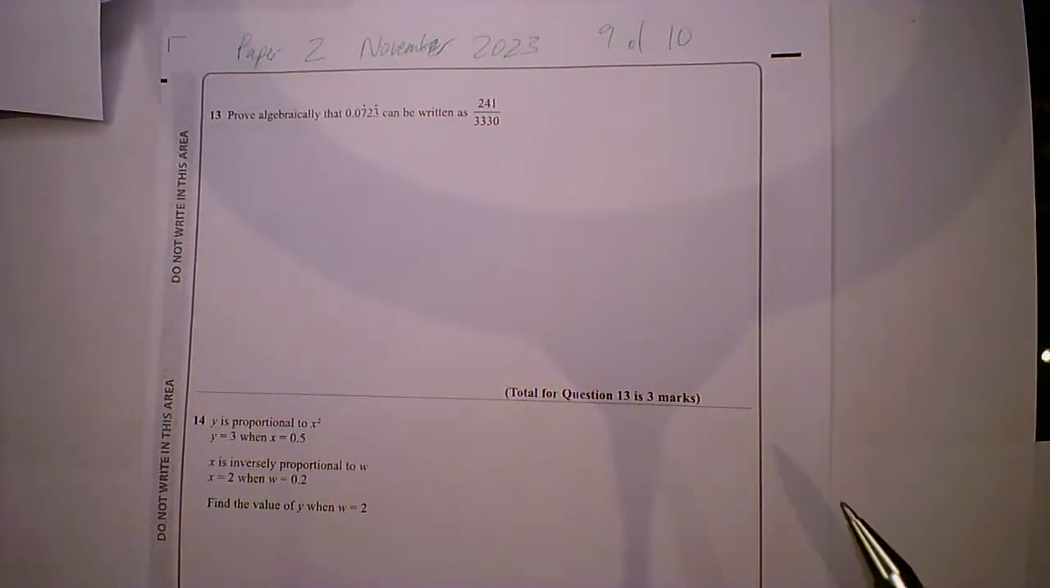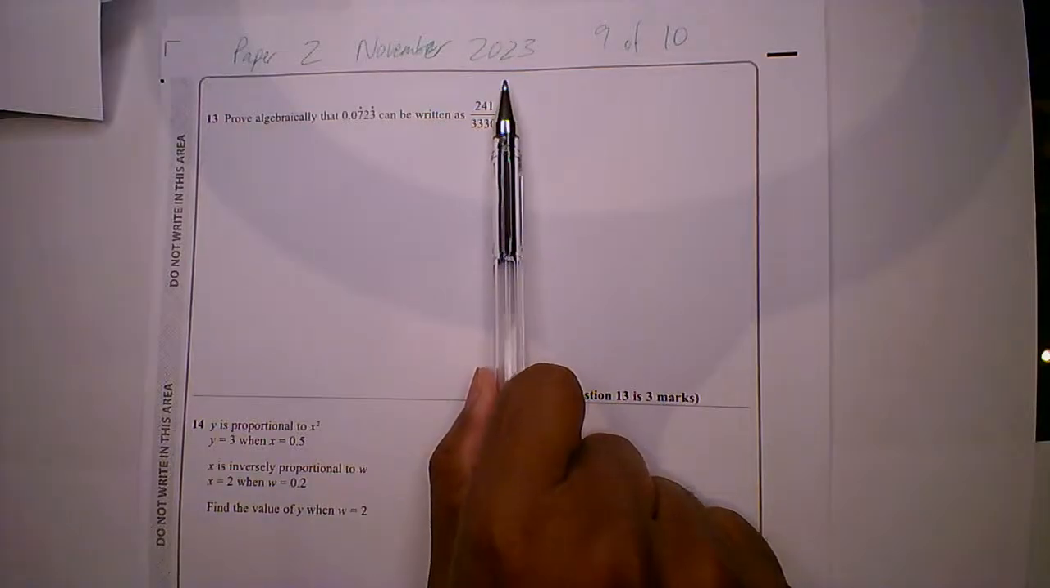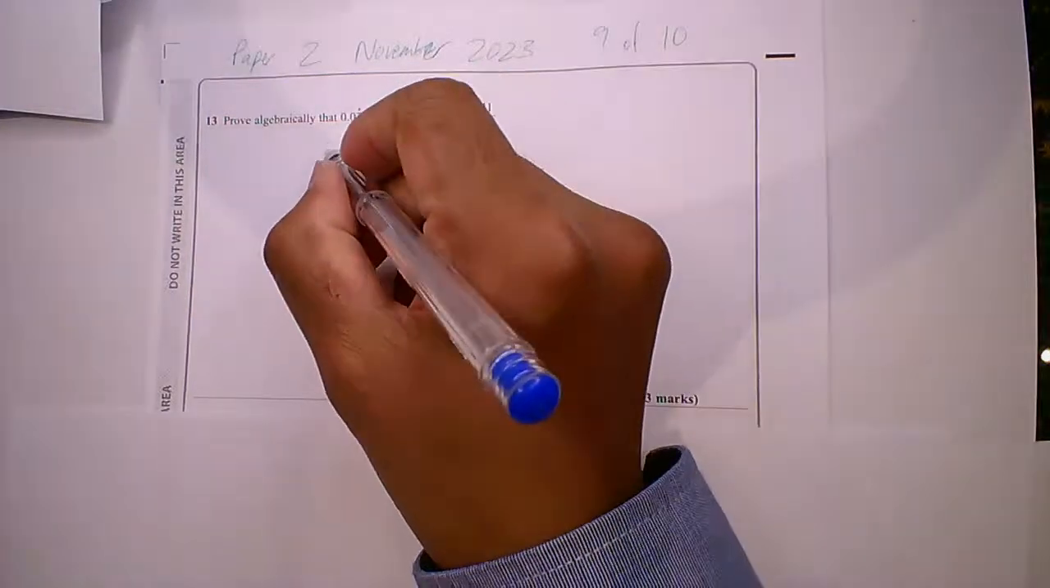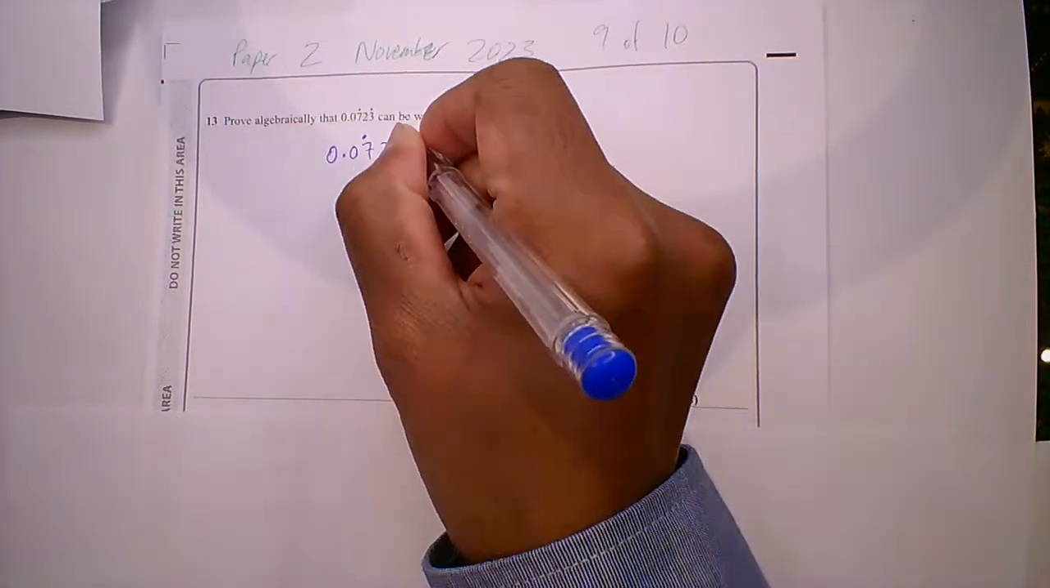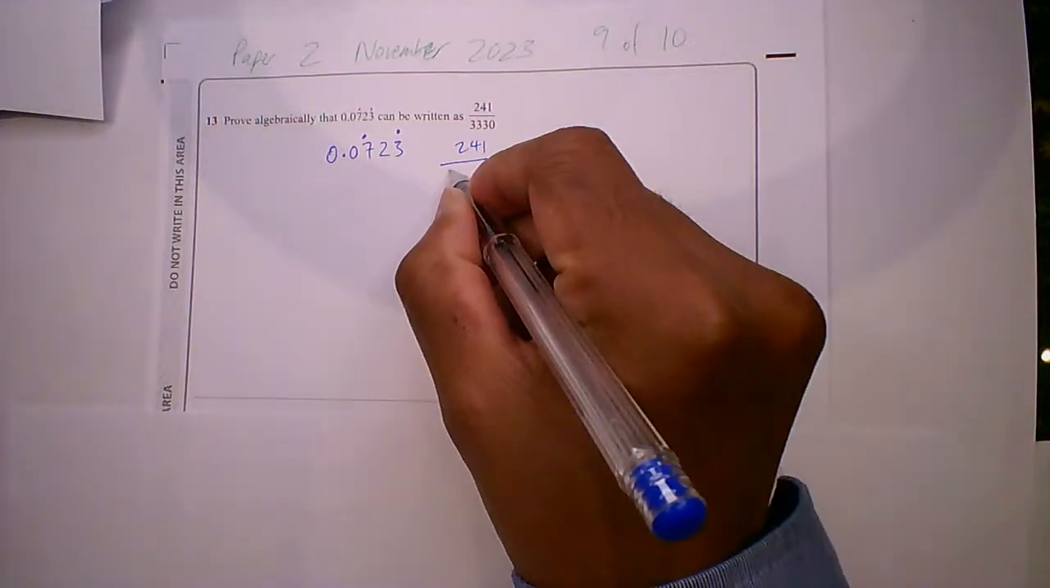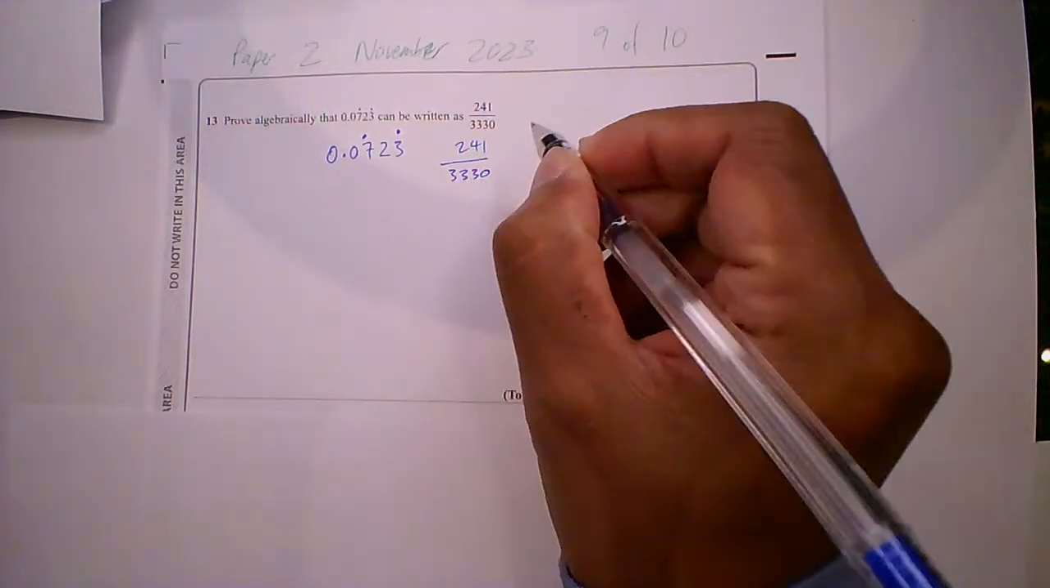Let's go to our next question, 9 of 10. We're nearly there. So this question is from paper 2, November 2023, and you can see we are on question 13. Press pause, have a go. So prove algebraically that 0.0723723 recurring can be written as 241 over 3,330. All right, so it's paper 2, so I am allowed a calculator, so that might be helpful.